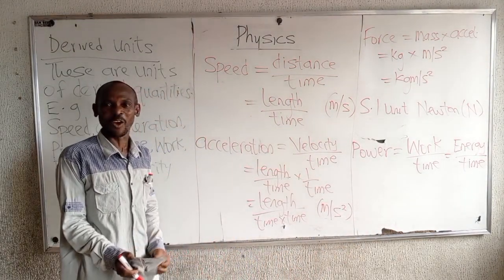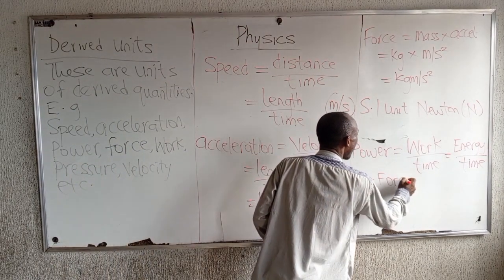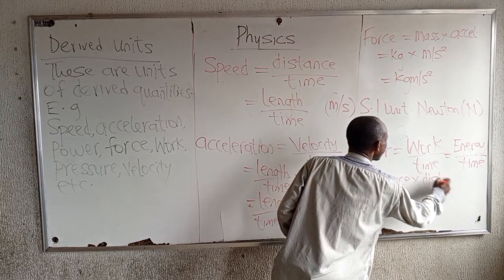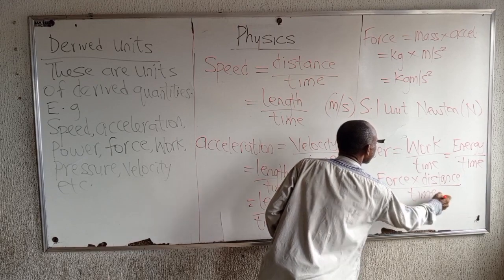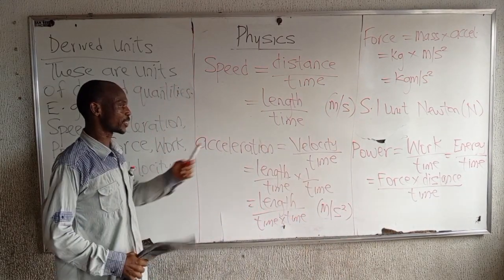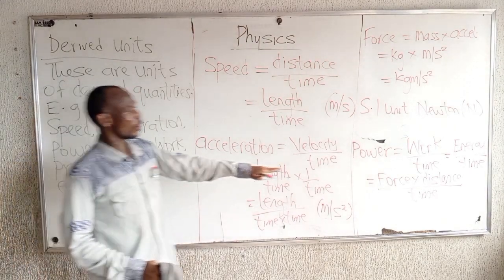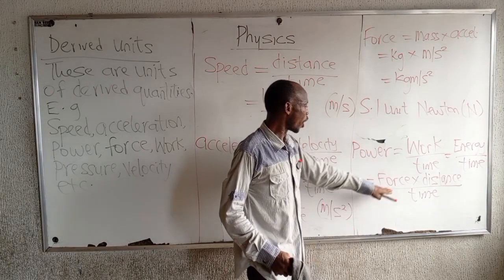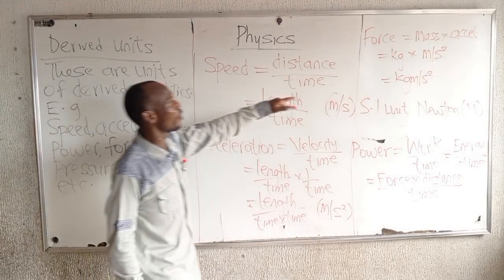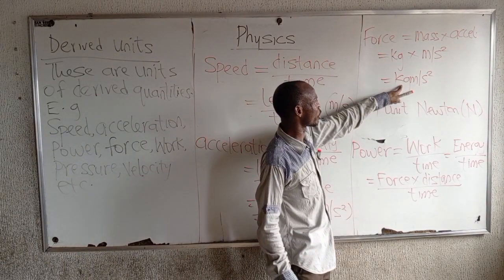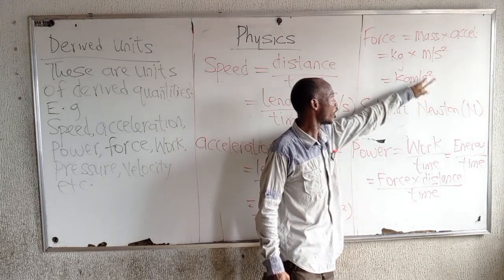But what is work now? Let's break it down. Work is given as force times what? Distance. And this is all over what? Time. Force times distance all over time. That is what power is. And we know already what force is. What do we have as our force just now? The unit for our force is kilogram meter per what? Second square.